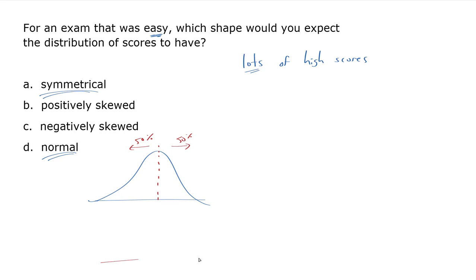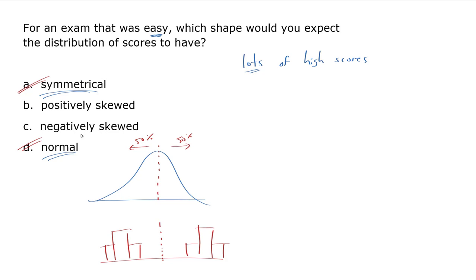So you could have a symmetrical distribution where there's a cluster below the average and a cluster, remember it's symmetrical, so it's got to look the same, above the average. Okay, so lots of people got higher than average, lots of people got lower than average. You wouldn't really expect that if it was easy. Same thing here. An equal amount getting above and below average, you wouldn't really expect that. So I'm going to cancel out or eliminate symmetrical and normal.